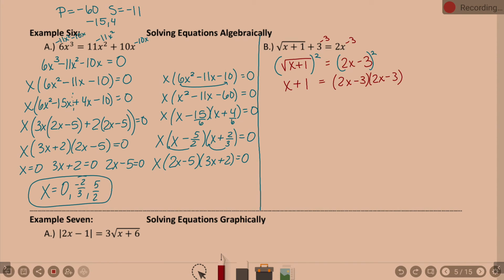So 2x times 2x is 4x squared. 2x times minus 3 is minus 6x. Another 2x times minus 3 is another minus 6x, which is minus 12x, and plus 9. And?